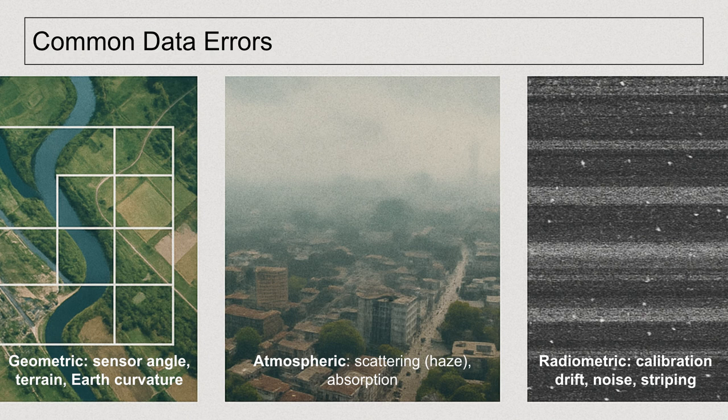As electromagnetic radiation travels from the Sun to the Earth and back to the sensor, it interacts with atmospheric gases and aerosols, causing scattering and absorption that degrade image quality. That's what we call atmospheric interference. Radiometric inconsistencies are variations in pixel intensity values unrelated to actual surface reflectance or emission. These errors may be caused by sensor malfunctions or calibration drift, and manifest as random noise, striping, banding, or missing data lines.